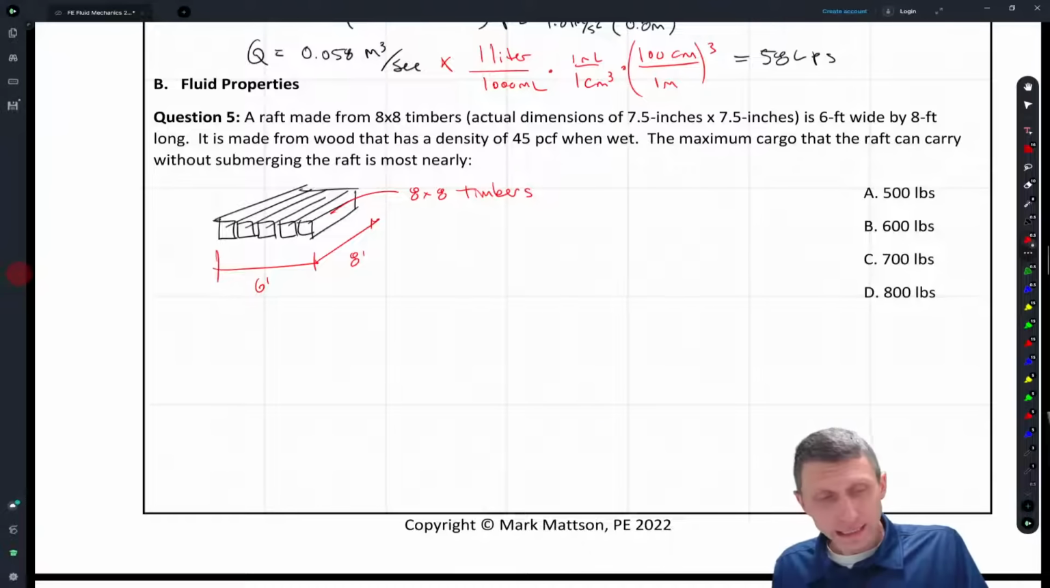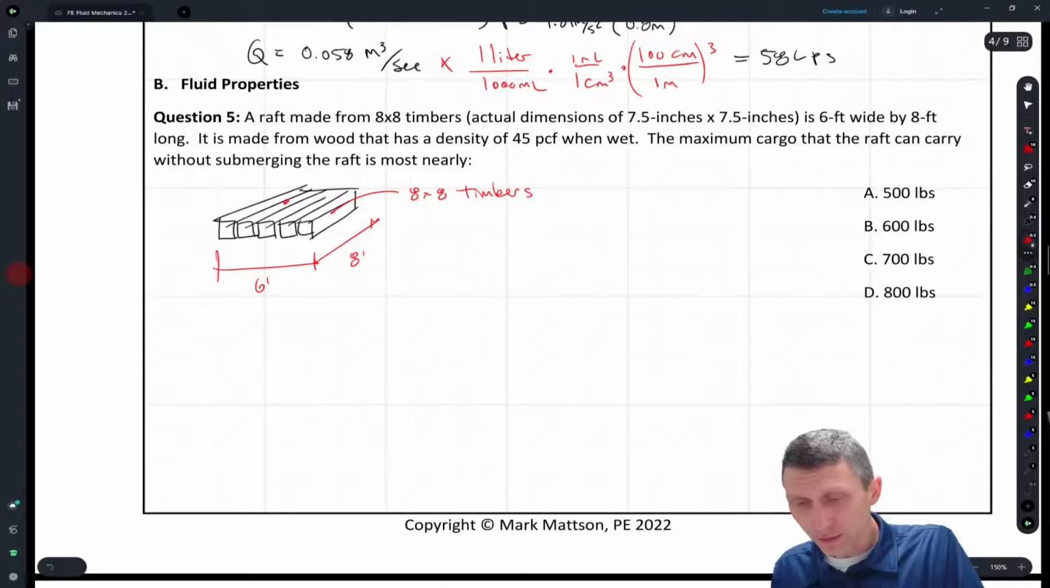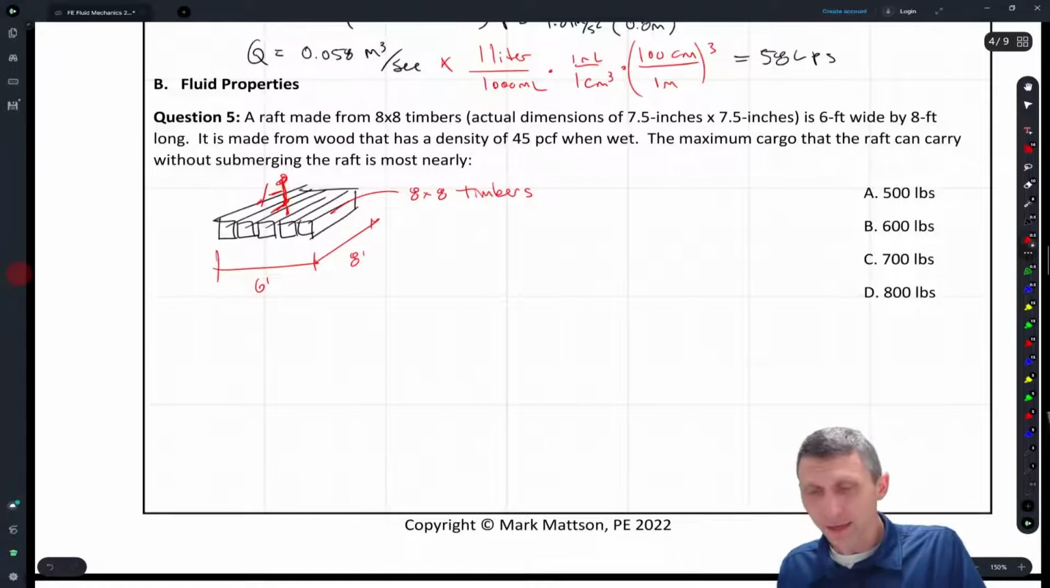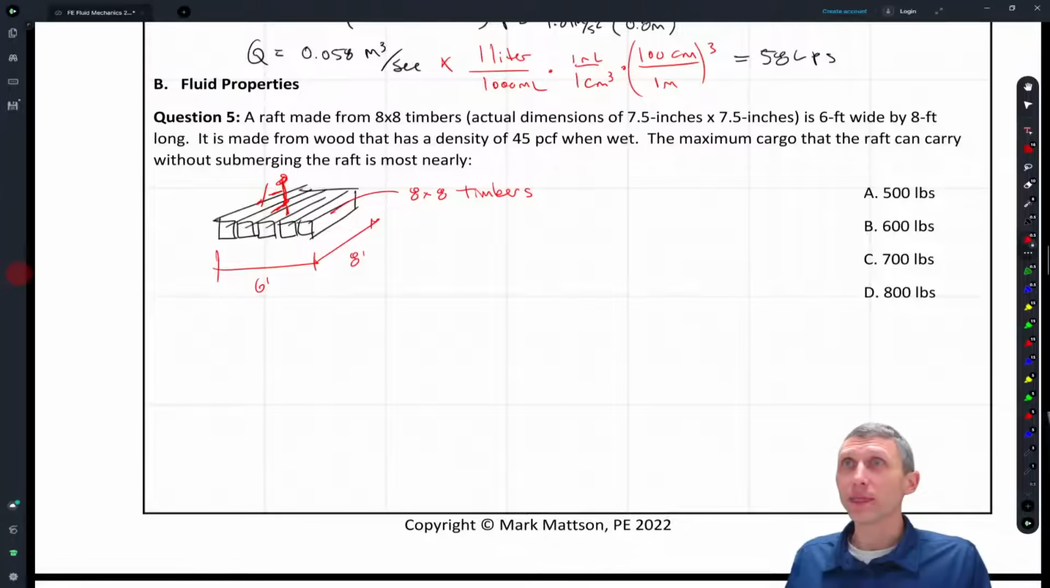So what does that mean? It means that you and your buddies are gonna sit here and paddle down the river, right? Maybe it's just gonna be you. But the question is, how much cargo can this raft carry?